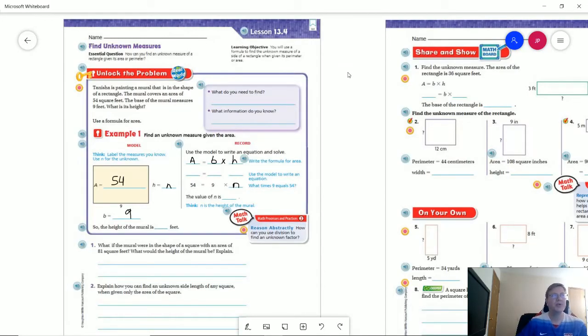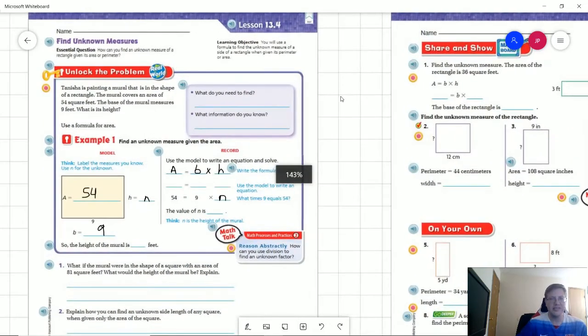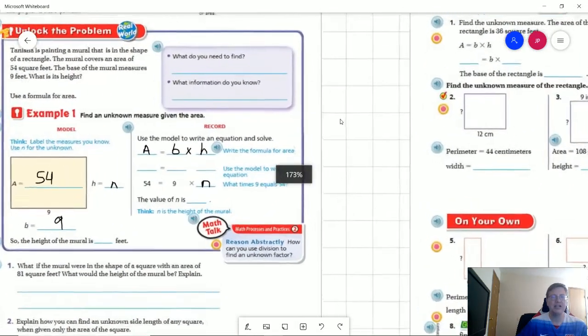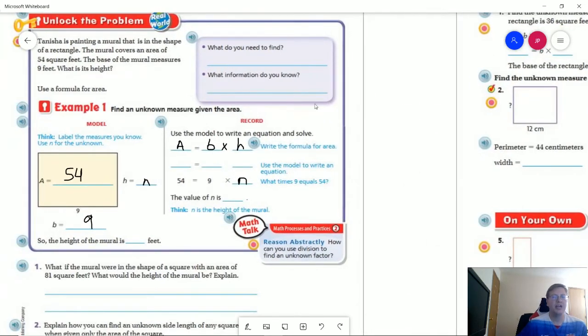Let's go ahead and take a look at what we're working with today. Back in 3rd grade, we were working with finding the area of rectangles. When we were doing that, I did mention the idea of how we could figure out the area and the perimeter if we were only given one of the sides. So we're going to be practicing that again today.